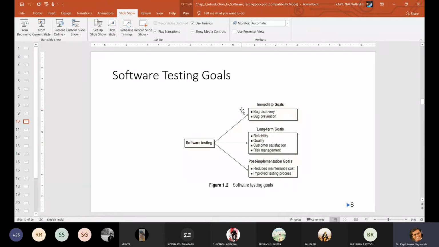After deliverables are ready and deployment is ready, post-implementation goals are there. You can see that persons are offshore or on-site, and some kind of assignments are there. It reduces maintenance cost and improves the testing process. So this is all about software testing goals.